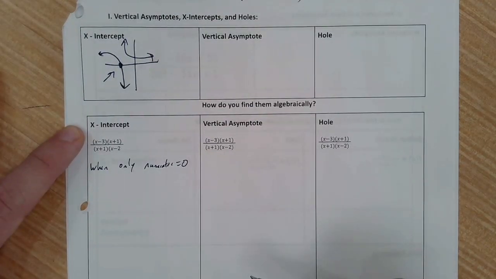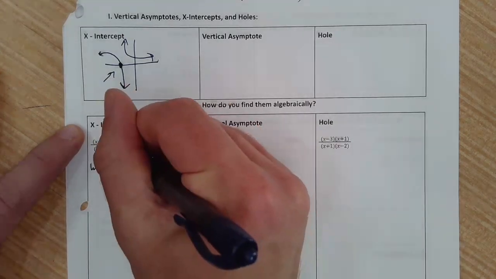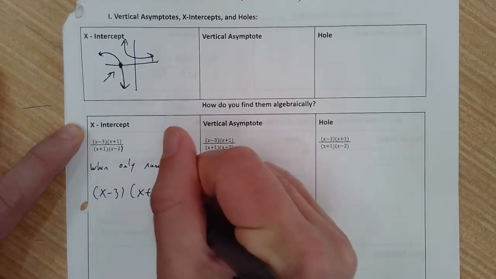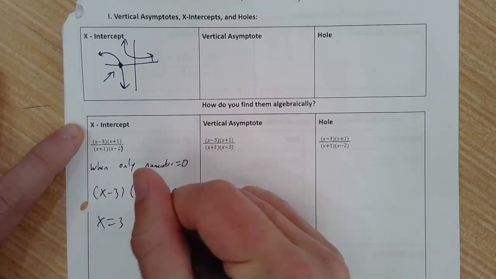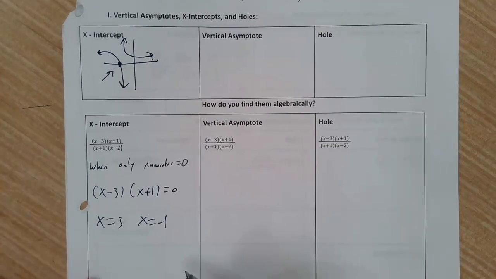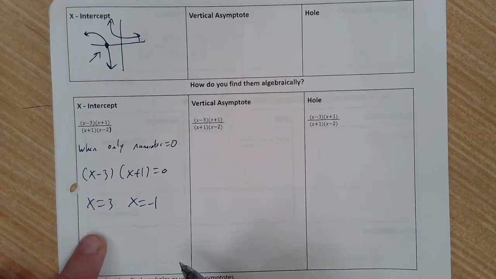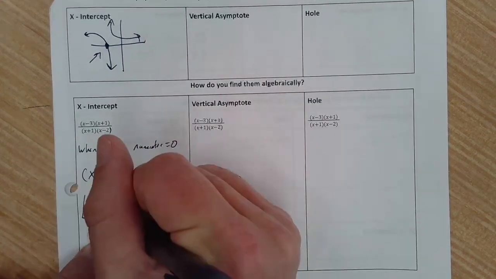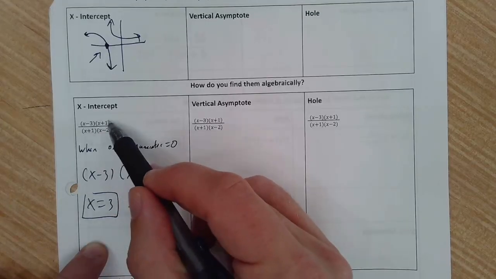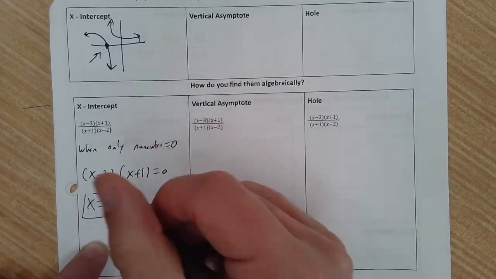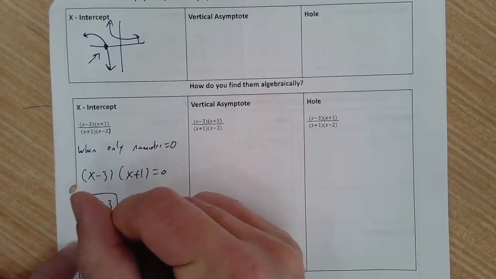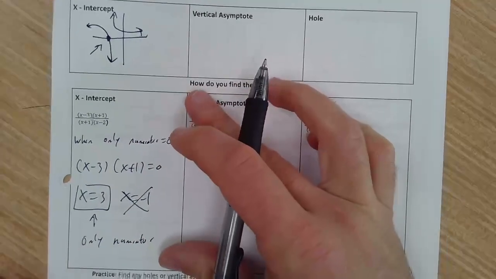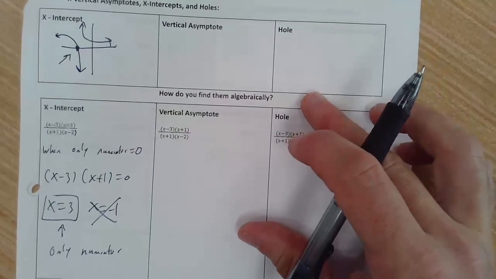So I have x minus 3, x plus 1 on top, and x plus 1, x minus 2 on bottom. If I set the numerator equal to 0, x minus 3, x plus 1 equals 0, I'm going to get two solutions, x equals 3 and x equals -1. One of these is an x-intercept, one of them is not. Which one is the x-intercept? It's only 3 because -1 appears in both the numerator and denominator. This is not a solution. So again, it's only numerator. That is the x-intercept. So when only the numerator equals 0, you're going to have an x-intercept there.